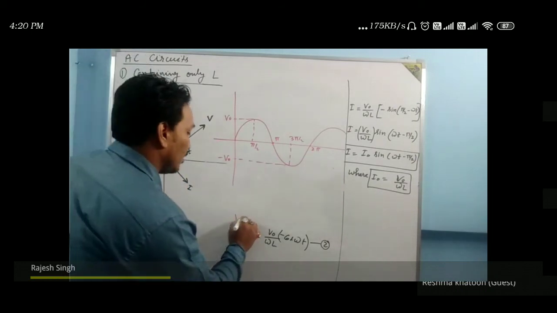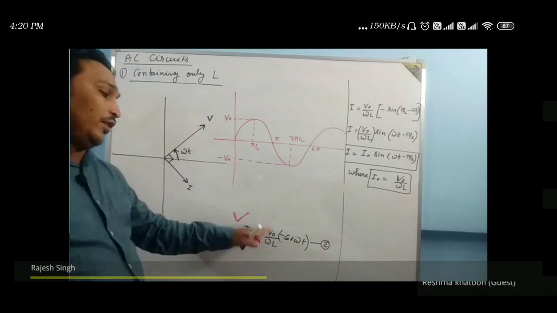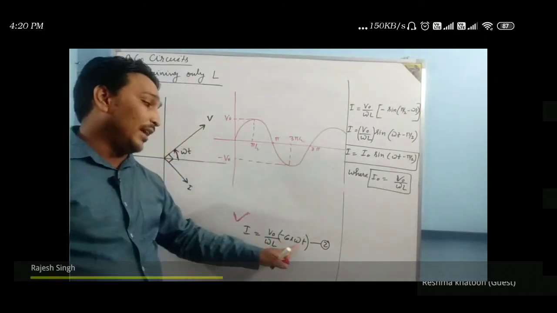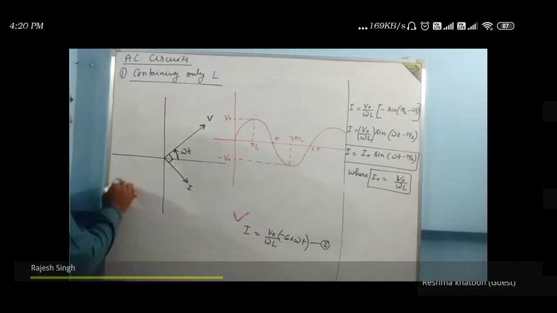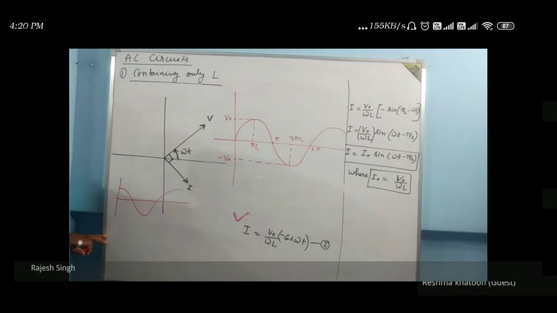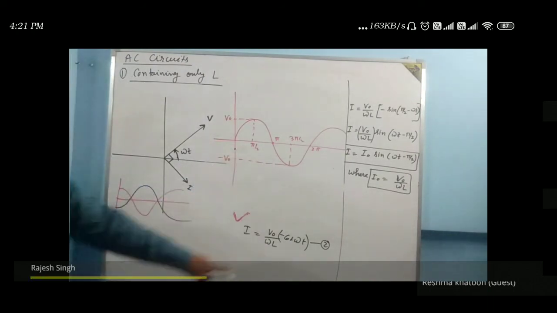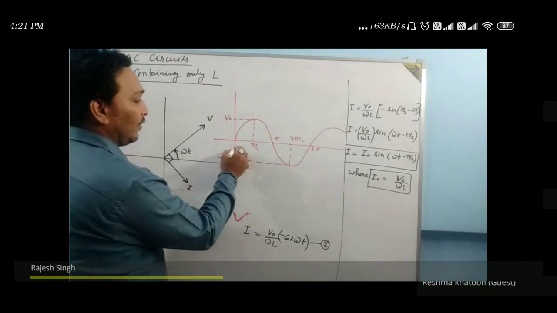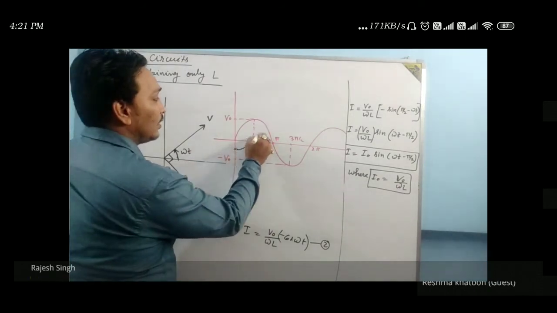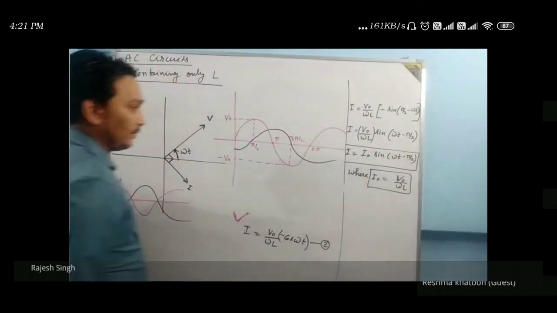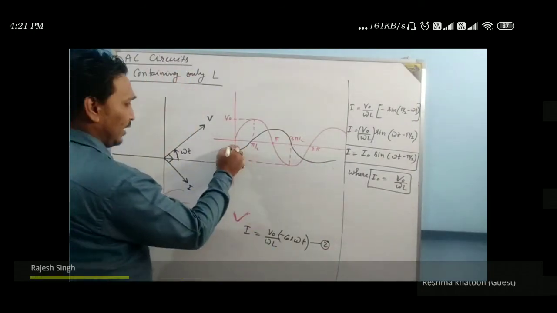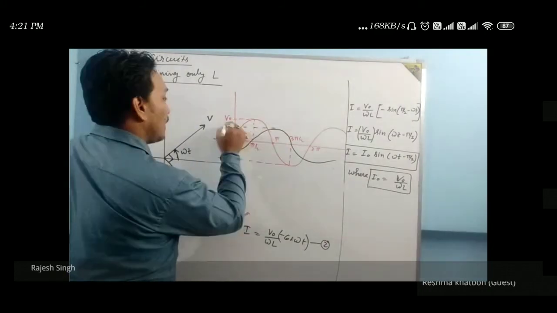That may be a difficult task, and that's why I told you to remember this one. I is equal to V naught upon omega L, which is basically I naught, minus cos omega t. How is the graph of cos theta? The graph of cos theta is this. So what is the graph of minus cos theta? Just make the mirror image of that. The graph of current will start from here, and it goes like this. This represents minus I naught, and this represents I naught.